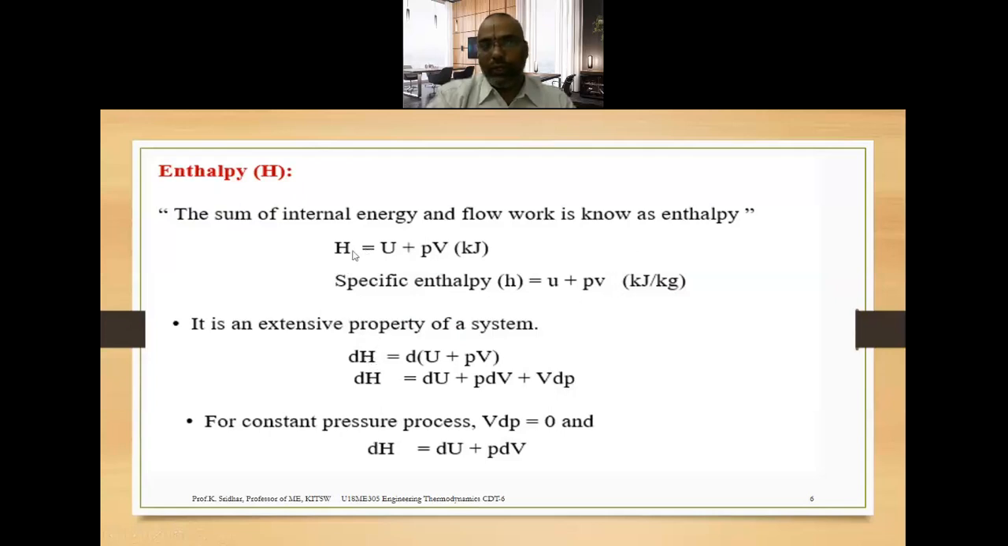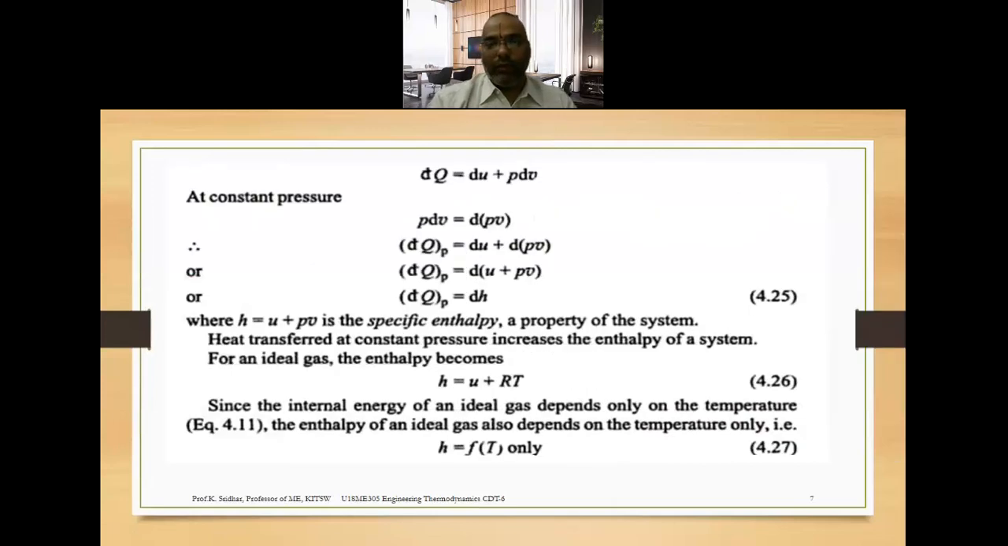Whenever you differentiate enthalpy, dH equals d of (u plus pv), that is du plus pdv plus vdp. For a constant pressure process, we know that dp is zero, so vdp is equivalent to 0. So dH equals du plus pdv. Like that we can write the change in enthalpy for a constant pressure process. Similarly, d of PV is PdV plus VdP, and VdP is 0. That's why we have delta Qp equal to dH. That is the enthalpy change for a constant pressure process.